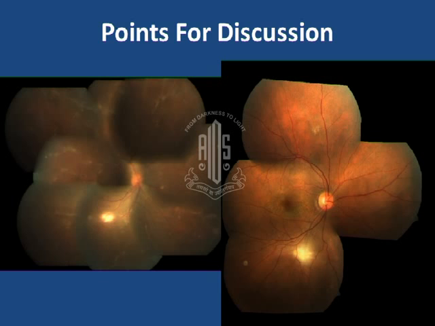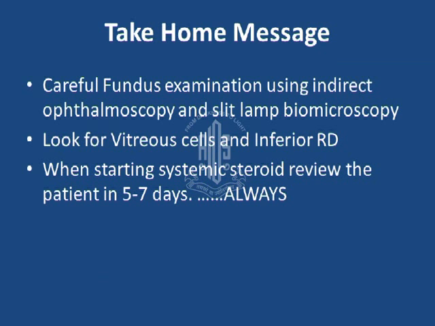So the take-home message probably is careful fundus examination using indirect ophthalmoscopy and slit lamp microscopy. Look for vitreous cells, and if you start systemic steroids by mistake, review after 5 to 7 days always, and see with indirect ophthalmoscopy. So this is one case of central serous chorioretinopathy treated with steroid and worsened.